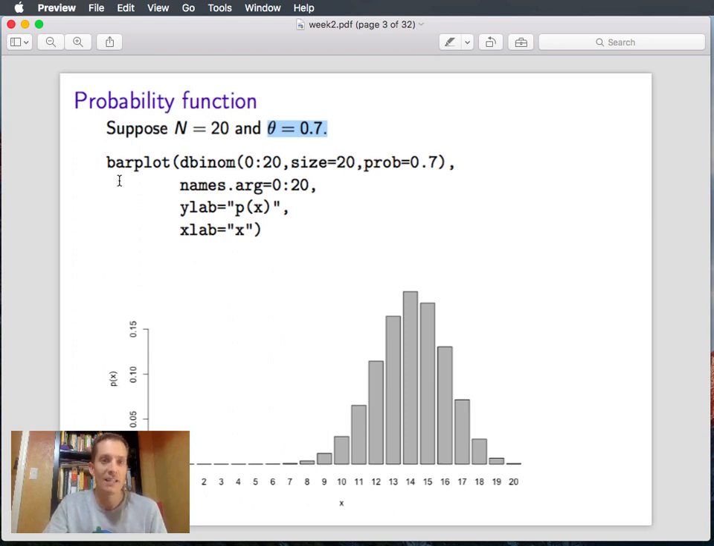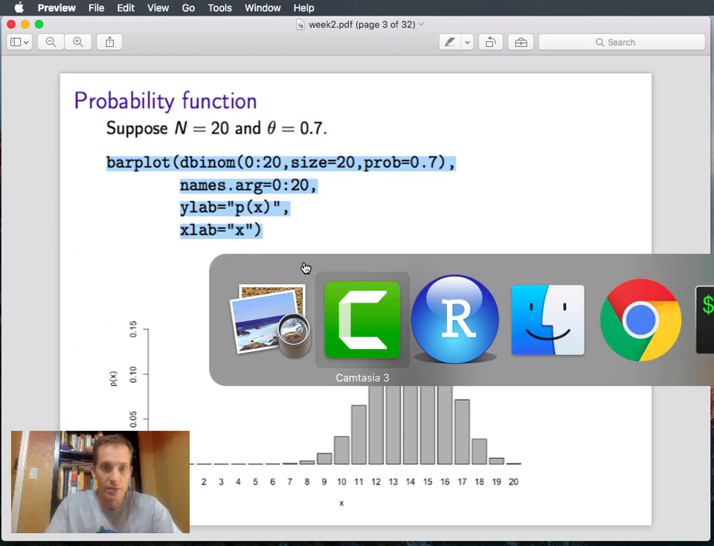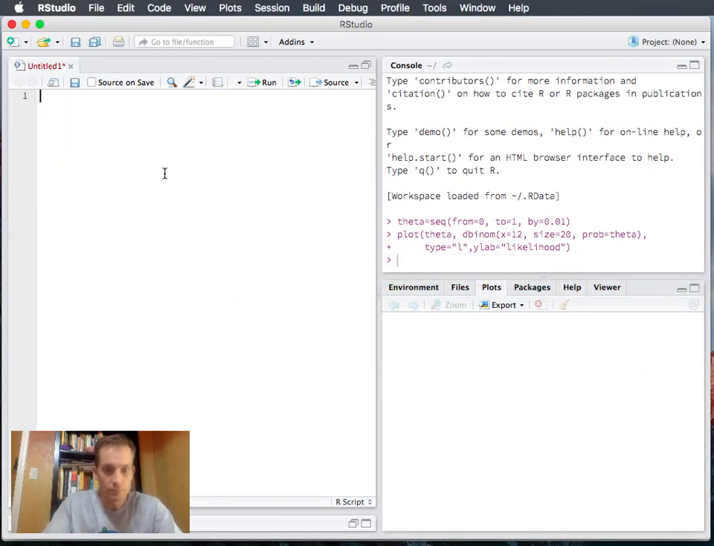And so now we can plot the probability distribution. I'm just going to copy this. By the way, all of these commands are available on the GitHub site. It's week2.r. If you just open that up in RStudio, you'll have all these commands already. But I'm going to copy this and put it directly into RStudio for us. And then I'll just execute this.